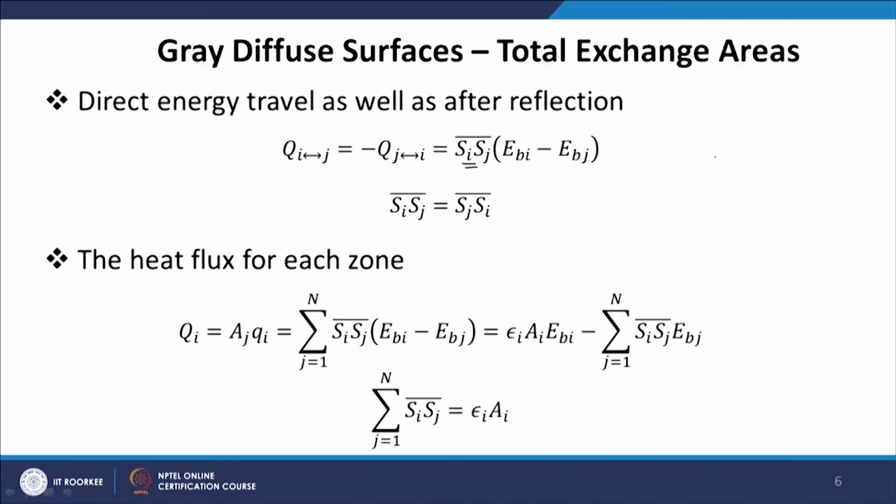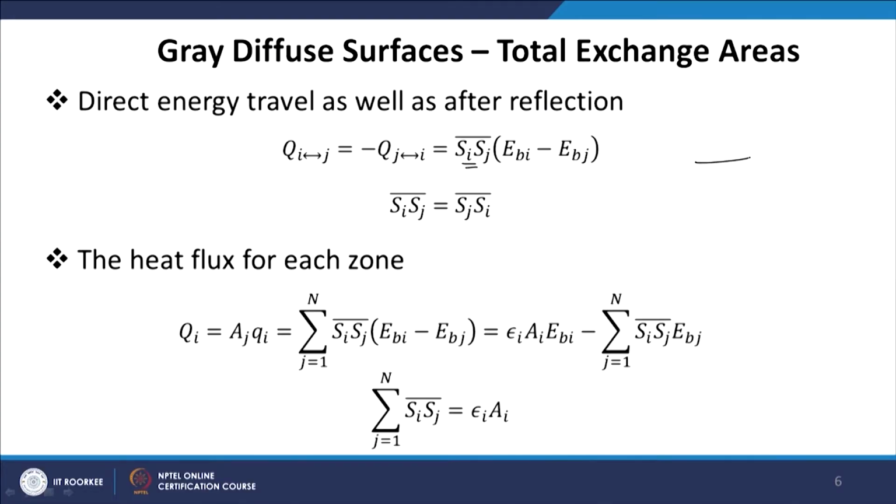Here what we do is we define the energy transfer between any two surfaces as capital SiSj, which is called total exchange area, times Ebi minus Ebj. Now, what is SiSj? SiSj is defined as the energy transfer from i to j directly as well as after reflection from other surfaces. So, now SiSj contains all the reflections also.